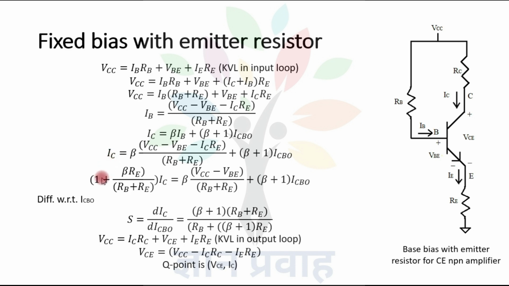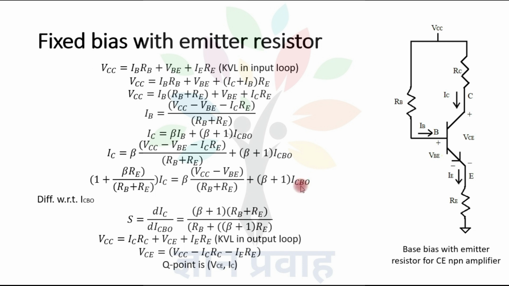We further simplify this expression by taking the IC terms to one side. It is (1 plus beta RE upon RB plus RE) into IC equals beta times (VCC minus VBE) upon (RB plus RE), plus (beta plus 1) ICBO.